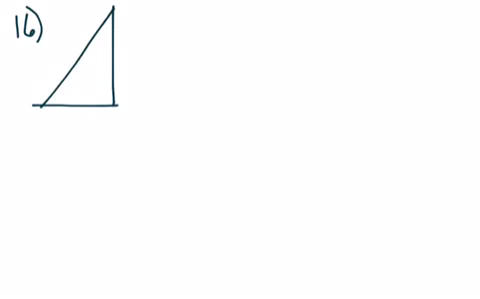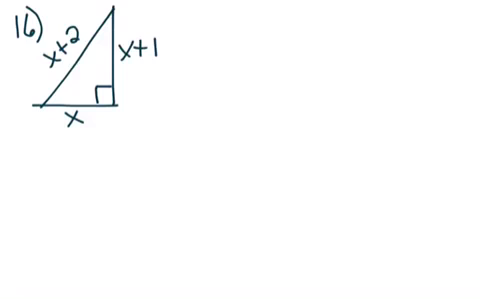Now let's look at problem number 16. It says the lengths of the sides of a right triangle are consecutive positive integers. Got a right triangle. Now you've got to be careful how you label it. The legs have to be smaller than the hypotenuse. So if we're doing consecutive integers, this would be x, this would be x plus 1, and this would be x plus 2, so that we have the longest side for the hypotenuse.